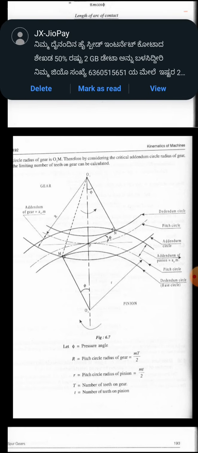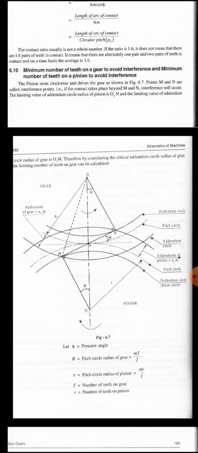The limiting value of addendum circle radius of pinion is O to N. The limiting value of addendum circle radius of gear is O1M. Therefore, by considering the critical addendum circle radius of gear, the limiting number of teeth on the gear can be calculated.